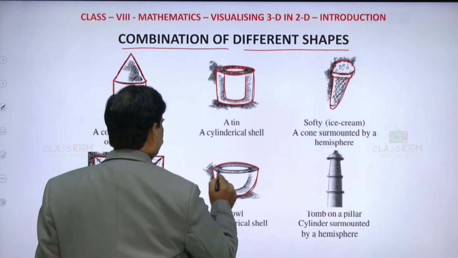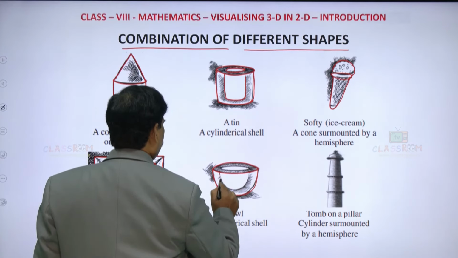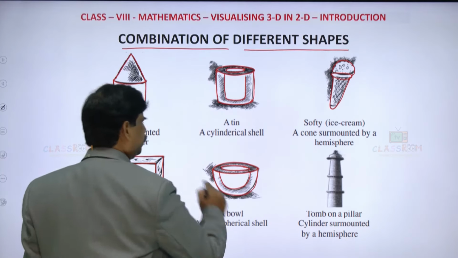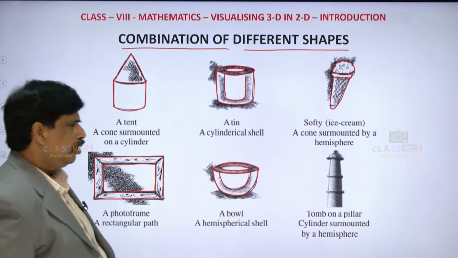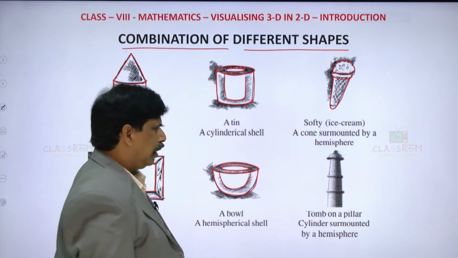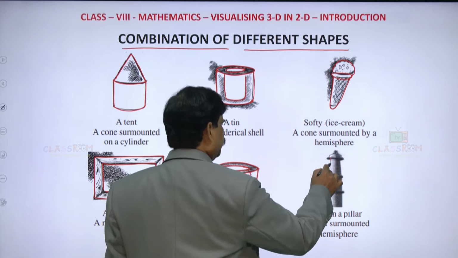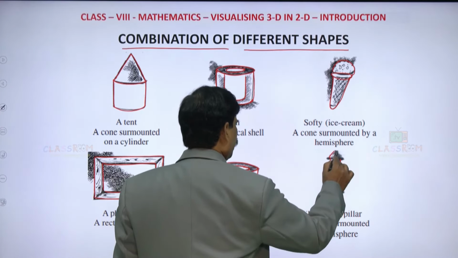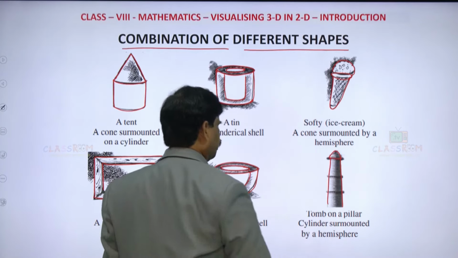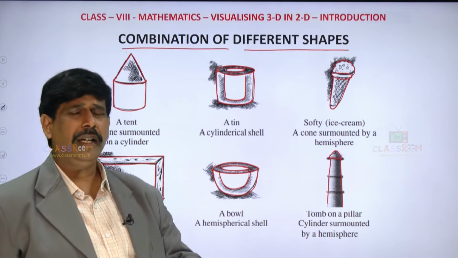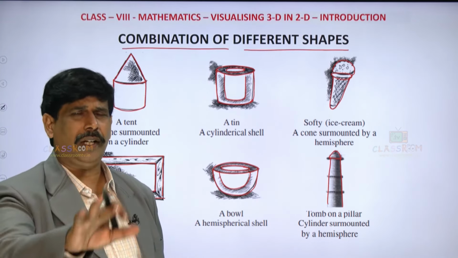See? So this is a bowl here. A bowl is one hemispherical shell. Clear? So now we are seeing a tomb on a pillar. So here, this is a cylinder. It is a cylinder surmounted over a hemisphere. A cylinder surmounted by a hemisphere, or a hemisphere surmounted on a cylinder.